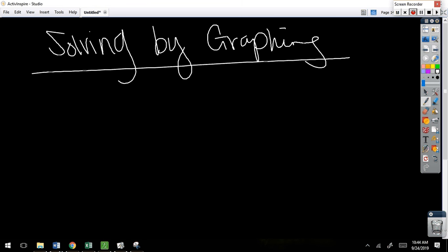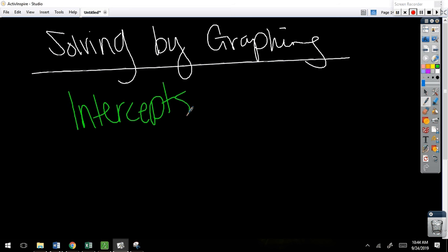So we're going to talk about solving some equations by graphing. Before I show you on your calculator how we're going to make life a little bit easier using that, what I want to do is talk to you about what it is we're doing. We are going to focus heavily on intercepts. So tell me what an intercept is.